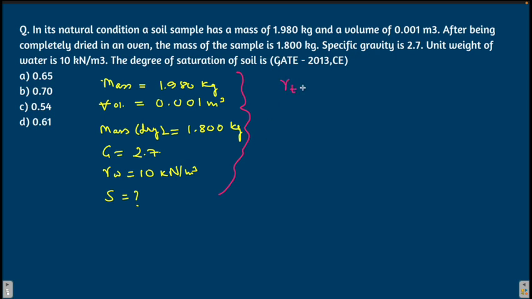As I have told you, there is one important relationship: gamma T is equal to gamma W times (G plus ES) by (1 plus E). So we'll be making use of this relationship, but we don't know the value of E. That's our problem. But we know there is another relationship, ES is equal to WG. So we'll be replacing this ES with WG because we know the water content.